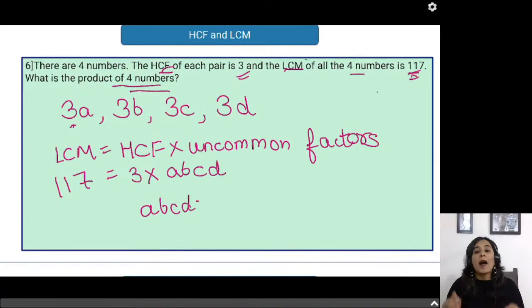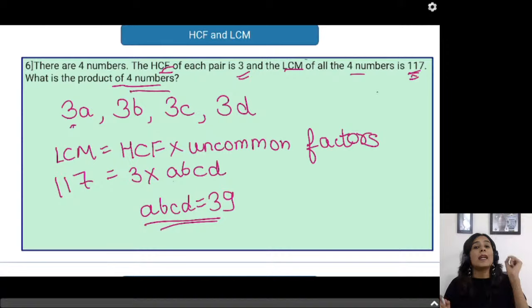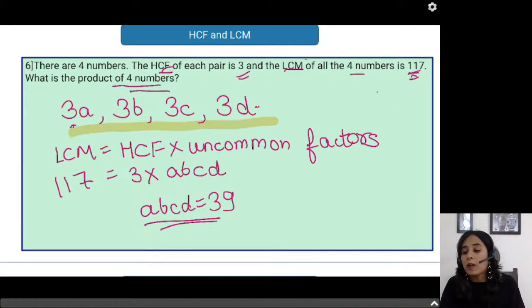But my four numbers are not A, B, C, D. My four numbers are 3A, 3B, 3C and 3D. These are my four numbers. So this is the mistake that you guys have made. Either you have made this mistake or remember what I told you at the beginning of the session.